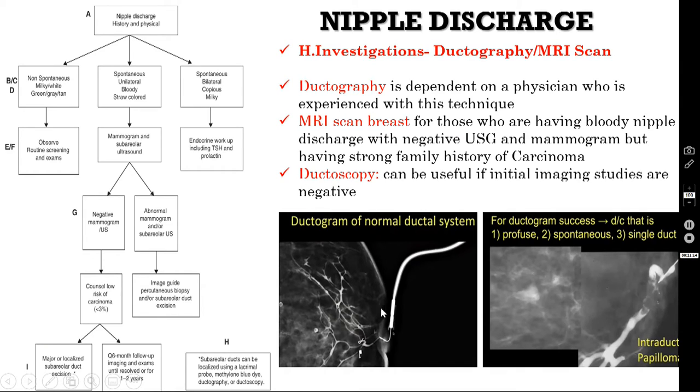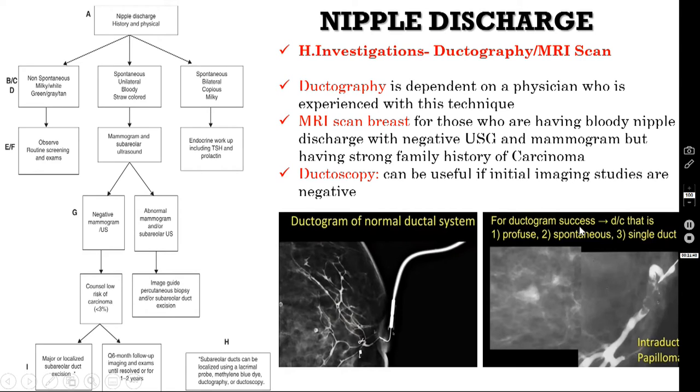This is the normal ductogram of a normal ductal system. You have to cannulate a single duct and then inject the dye. You can see here all the branching of these lactiferous ducts. This is a normal one, whereas here you are seeing an intraductal filling defect. Most probably it is a case of papilloma.